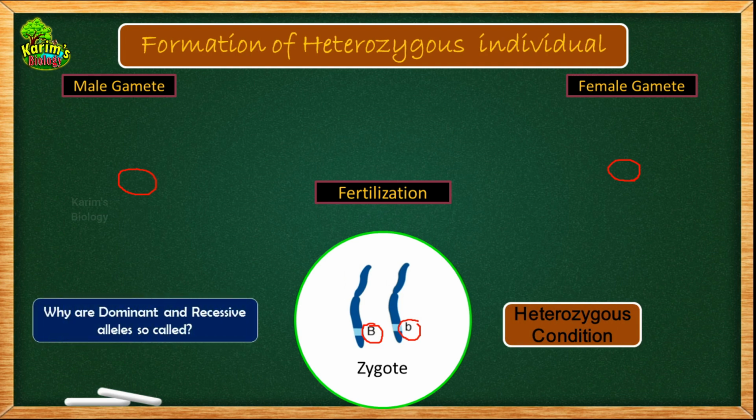So there is one more question for you. Why are dominant and recessive alleles so called? If you know the answer, write the answer in the comment box. I will be waiting for your answers.